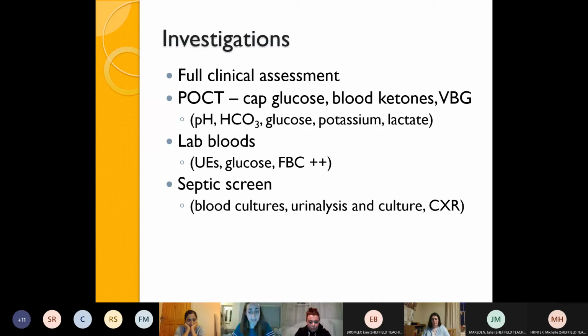Septic screen as indicated. ECG, pregnancy test. Pregnancy test is the one that always gets forgotten. More importantly, they should be doing that in A&E, but by the time they come to AMU, if it's not done in a woman of childbearing age, then we need to do that as well.